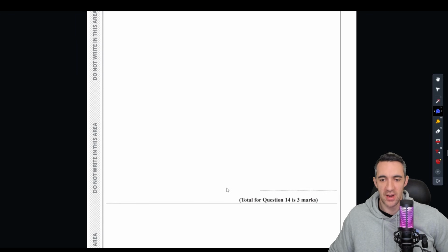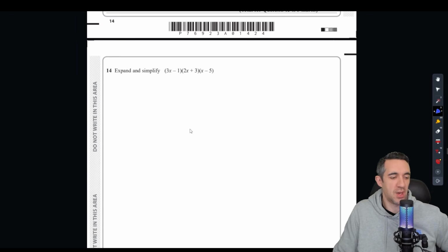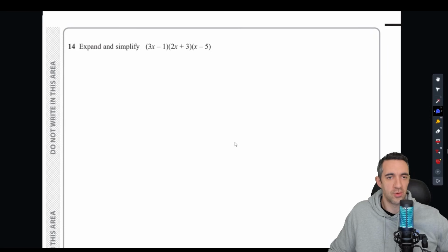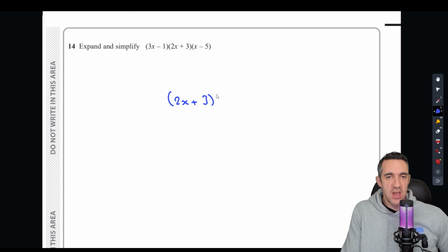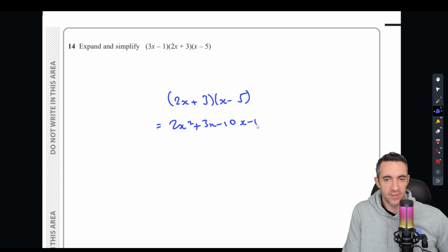Expanding, right, definitely easy to make it. 3 marks, great. Here we go. We can zoom back in and have a bit more space and see what we're doing. So I take 2 brackets, do that. So 2x plus 3, x minus 5. We're going to expand that. So we'd get 2x squared plus 3x minus 10x minus 15.